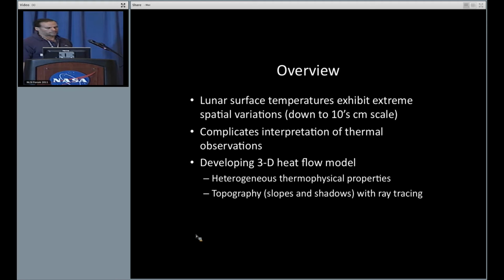So what we're doing is basically developing a three-dimensional heat flow model, looking at heat flow in the upper part of the regolith to try and understand how various factors will influence what Diviner observes. So we're looking at heterogeneous thermophysical properties and also how topography with slopes and shadowing can affect what we see. And so there's a ray tracing component to our model as well.